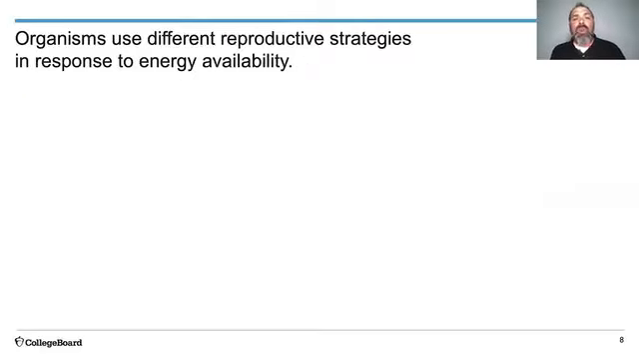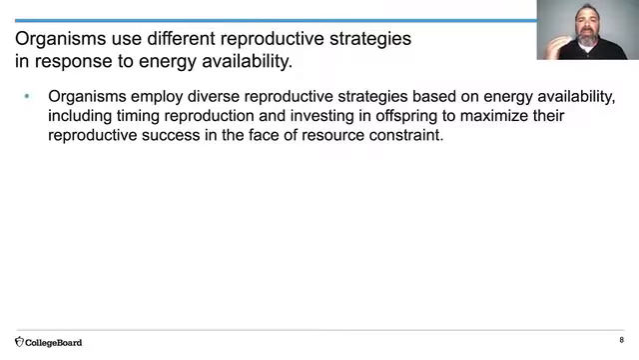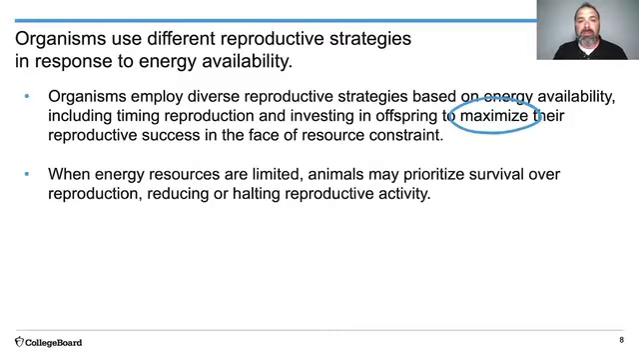So organisms use different reproductive strategies, again, in response to energy availability. The idea here is that by having these diverse reproductive strategies based on energy, they can reproduce at different times of the year. They can invest in offspring to maximize reproductive success. And so the idea is maximize, survive, and reproduce when we think about fitness.